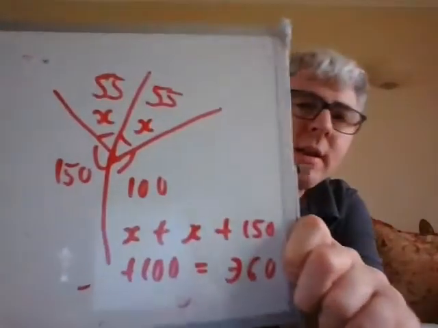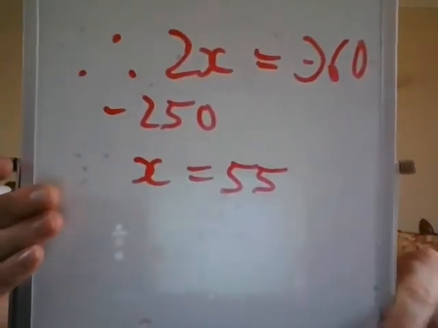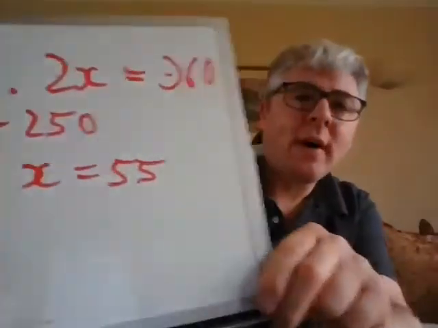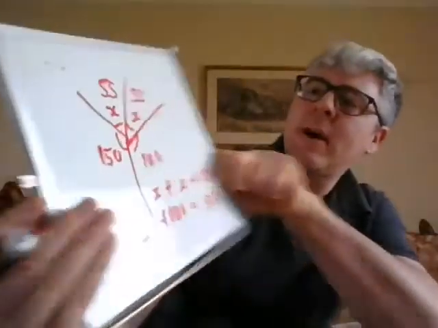Actually, they both equal 55 there. That one would be 55, and that one would be 55. So therefore, 2x equals 360 minus 250. x equals 55. Yeah, the 2x is a 55 there.